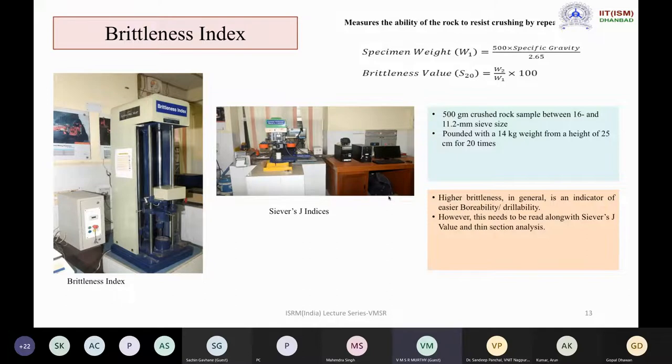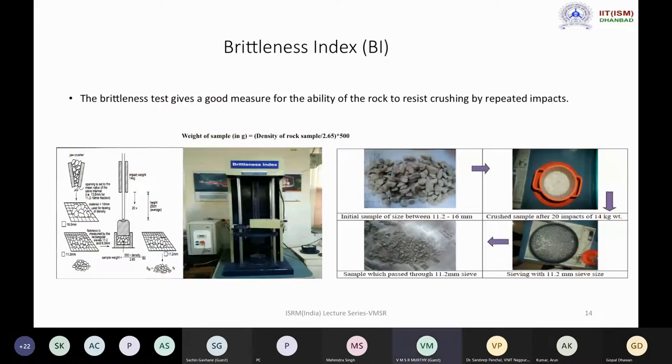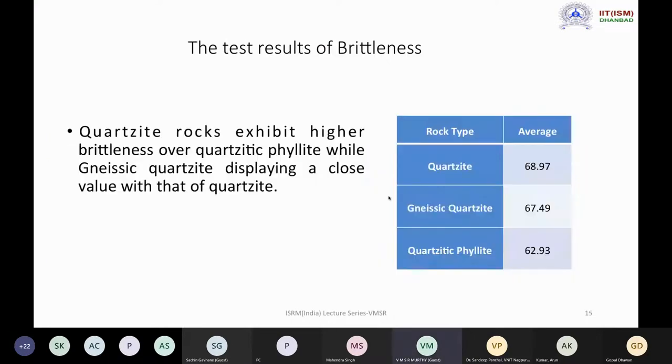And in the NTNU method, basically, what they call the DRI, drilling rate index, they use the brittleness index as one of the parameters, and they also add the Sievers J value, which is again a small miniature drilling that I do. They combine them and get a value of DRI, which is also being used for predicting the rate of penetration, etc., in TBMs. So I think I have already talked about this.